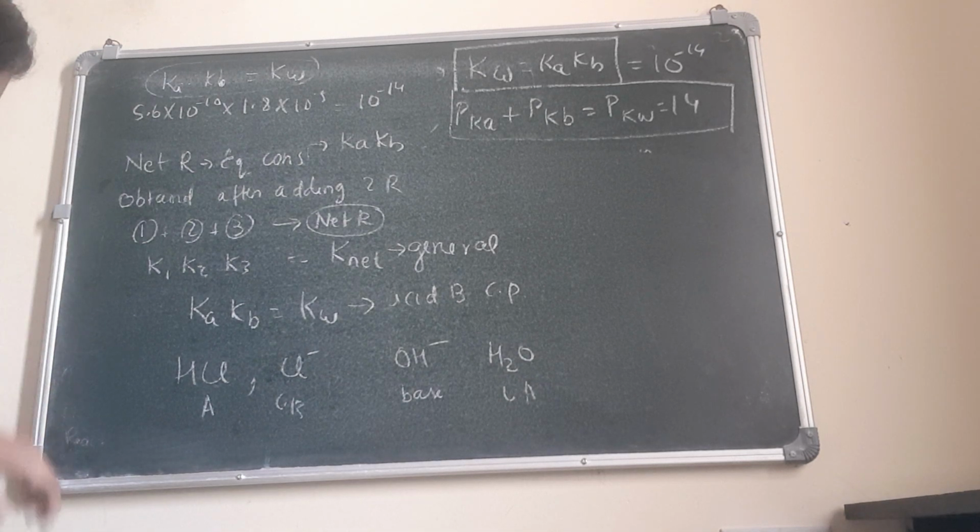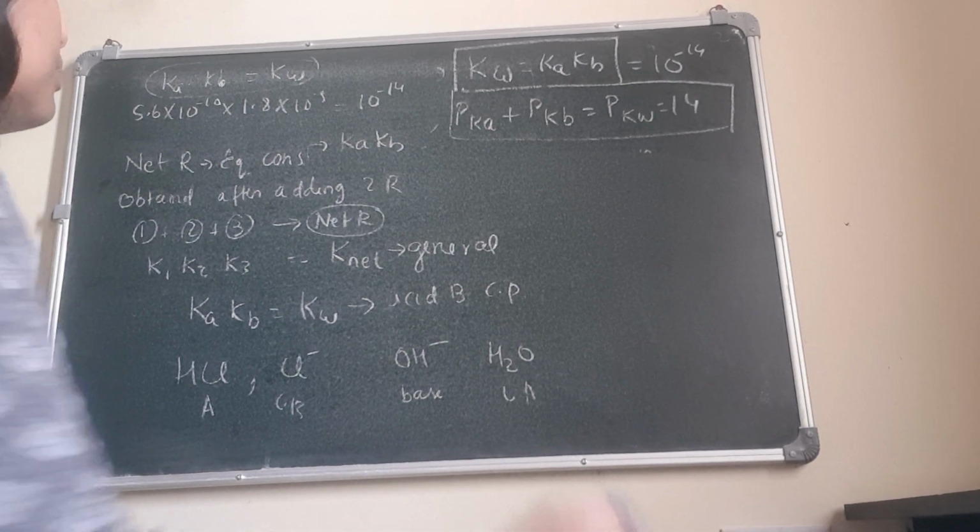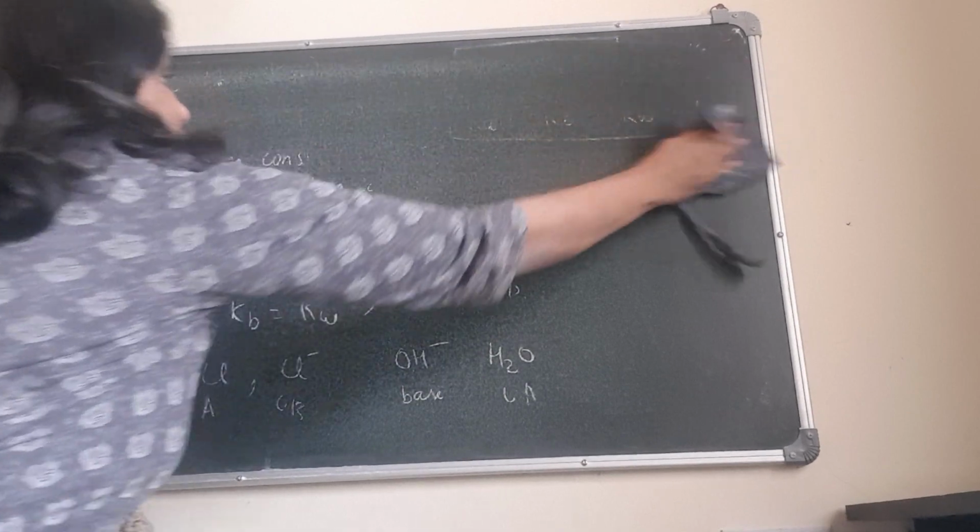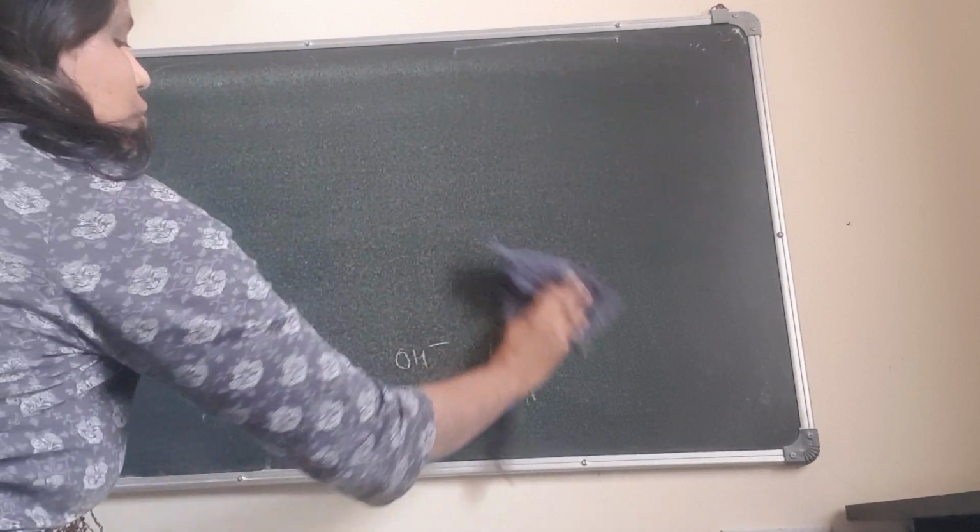Now quickly I do one numerical, and this concept should be clear to you. Again, this is a worked example of your textbook. Whatever I've written on the top, the ionic product and pKa plus pKb equal to 14, that you need to remember. Now let us do this. This is worked example 7.23. Determine the degree of ionization.